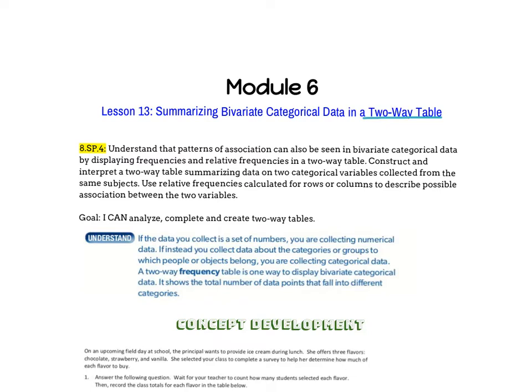So this is our final statistics and probability standard, where we're going to be looking at bivariate categorical data. So categories versus numbers, for example. We'll talk about frequencies in this video, and then in the second video for Lesson 13, we'll talk a little bit more about relative frequency, but relative frequency is explicitly taught in Lesson 6.14.